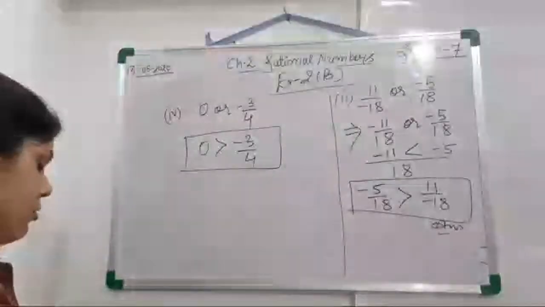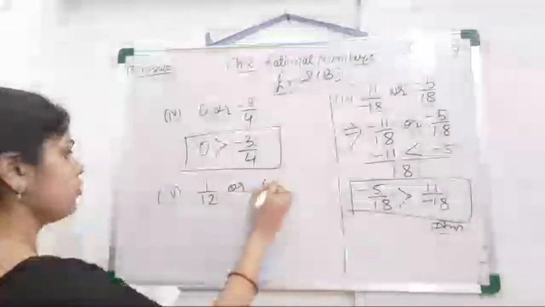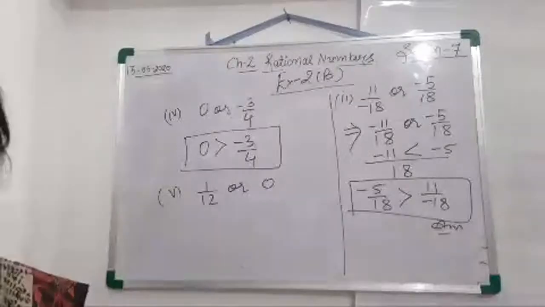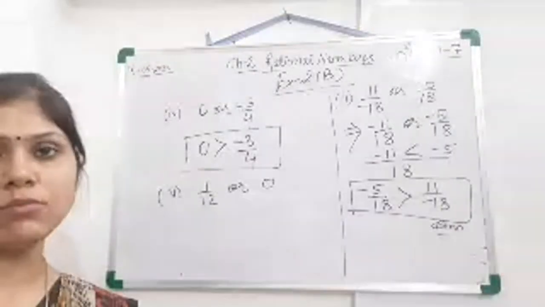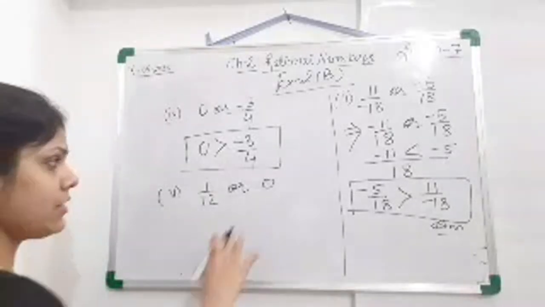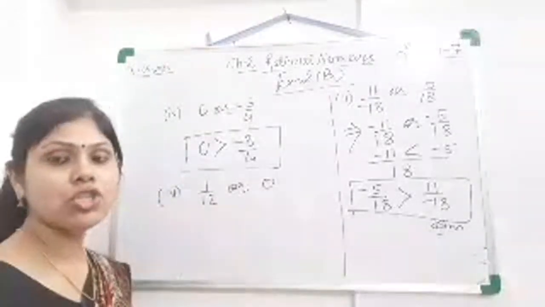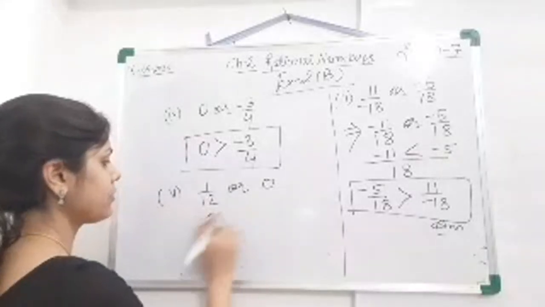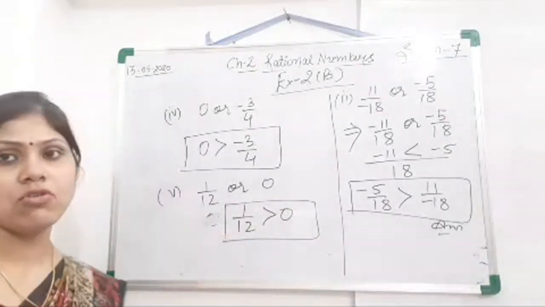Now I am doing the fifth question, 1 by 12 or 0. Now, 1 by 12 is a fraction. You can see in 1 upon 12, the numerator as well as the denominator both are positive. That means it is a positive rational number, and 0 is neither positive nor negative. That means 1 upon 12 will be greater than 0 here. You will write 1 upon 12 is greater than 0. Directly you can write if your concept is clear.